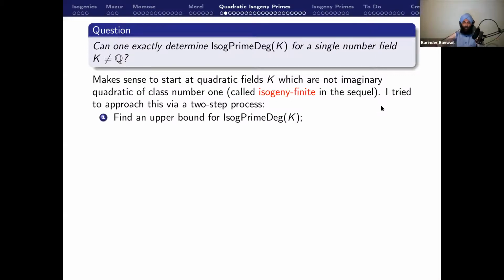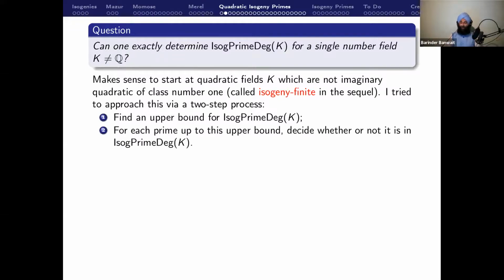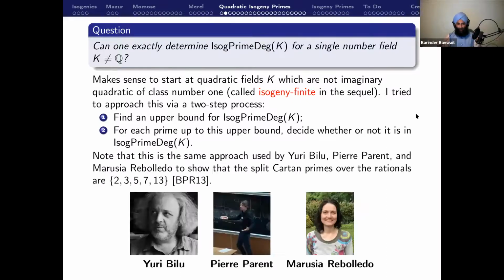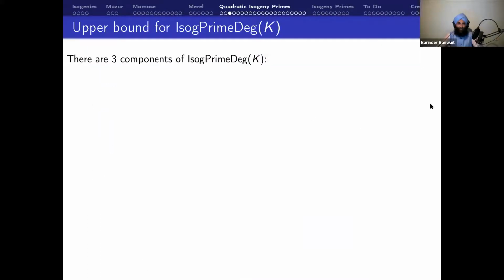First, try to find an upper bound on this set of isogeny primes. And then come up with a method, for each prime up to that upper bound, to check whether or not that prime is an isogeny prime. This is the same approach used by Bilu-Parent-Rebolledo when they determine exactly what the split Cartan primes are. So it was reasonable to try it here as well. So what can we say about an upper bound for the isogeny primes?